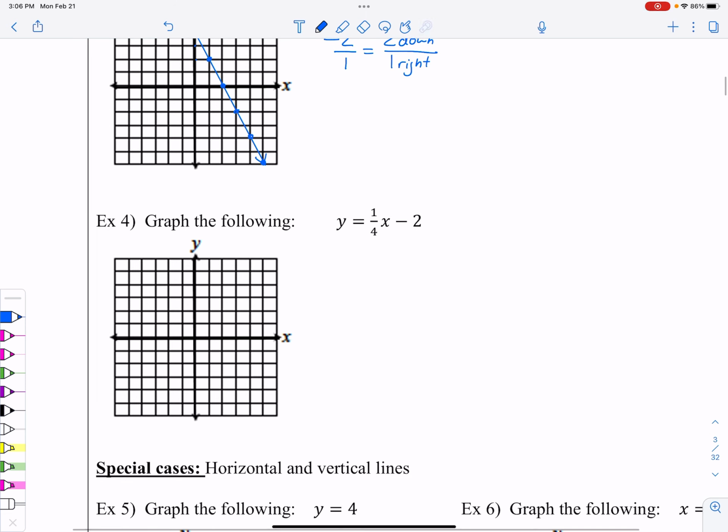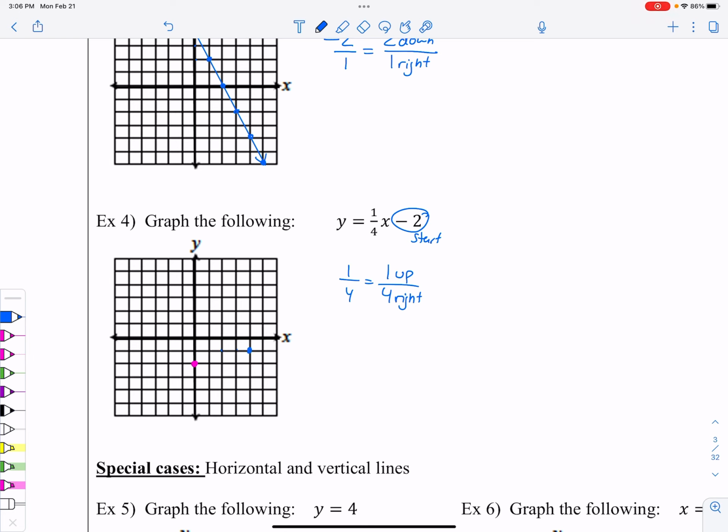Here, again, graph the following. So I'm going to start here with my -2. It's always going to be on the y-axis, so I'll go down to -2 and put my starting point. In this case, my slope is 1/4, which is 1 up and then 4 right. So for my starting point, I'll go 1 up and then 4 right. 1, 2, 3, 4, right here.